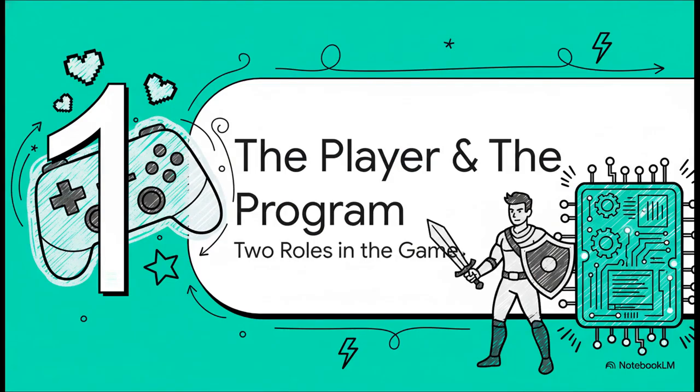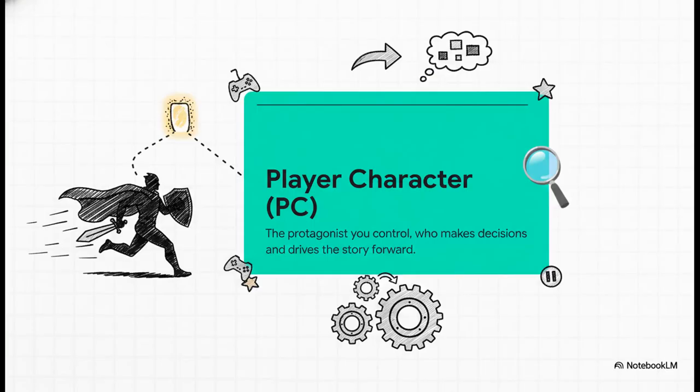Okay, so this brings us right to the core concept: the player and the program. In pretty much any game, and yeah, that includes the game of life, there are two basic roles you can play. Let's break them down. So first up, you've got the player character, or PC. If you've ever played a video game, you know exactly who this is. It's the hero, right? The protagonist. You're the one in the driver's seat, making their decisions. The PC is literally the engine of the story. They act, they choose, they push everything forward.